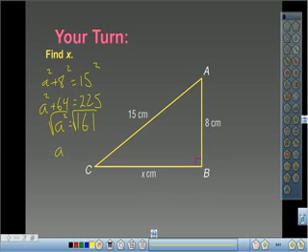Alright, 8 squared? 64. 15 squared? 225. 225 minus 64. Grab a calculator if you need one. 161. Did I start with the 225? No. Square root of 161.